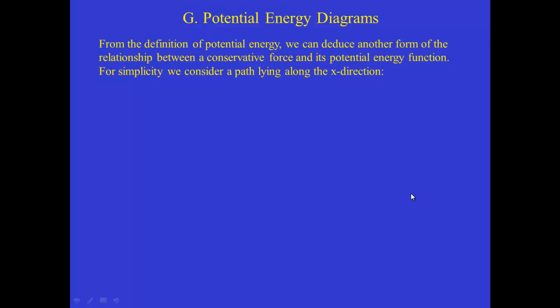Let's consider a path for an object that moves along the x direction. And so as it moves along the x direction from a position x1 to x2, its potential energy changes. And we want to look at how we represent that using the definition of potential energy change. And here we remember that we defined this as minus the work done by the conservative force. The work done by the conservative force is the integral of f sub x dx. So minus that integral gives us the potential energy change.